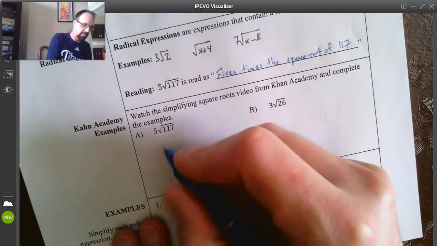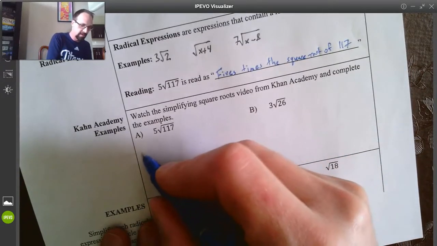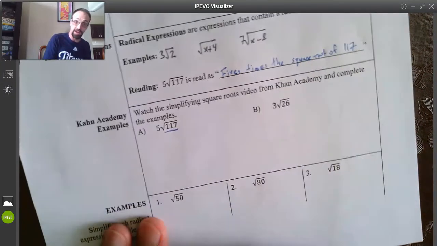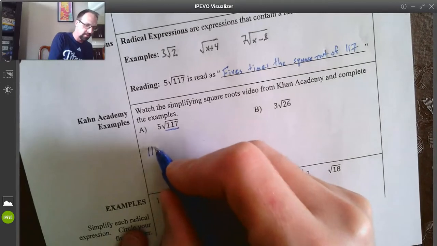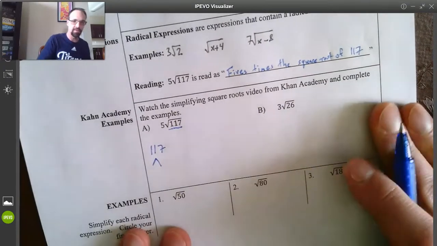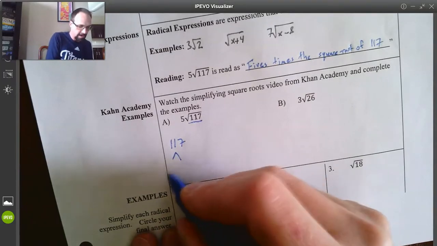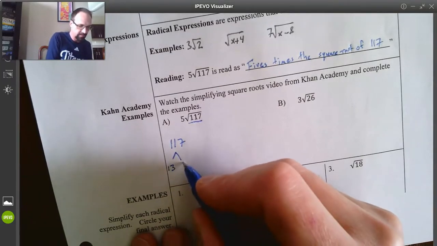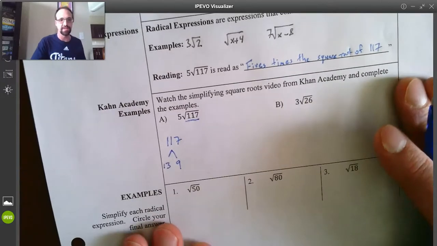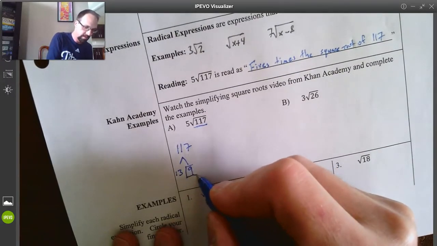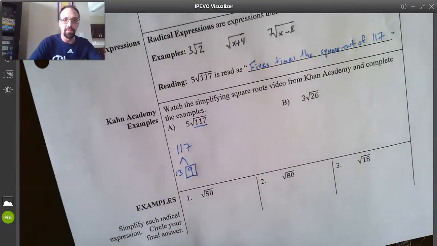What I do when I split up my factor trees, so this is going to be 5, I'm just looking at this part here when I do my simplification. So for 117, I make my factor tree, and the way I make it is I put the perfect square on the right and the remainder on the left. So I have 9 and 13. Then 9 is a perfect square, so what we do is we split this up.